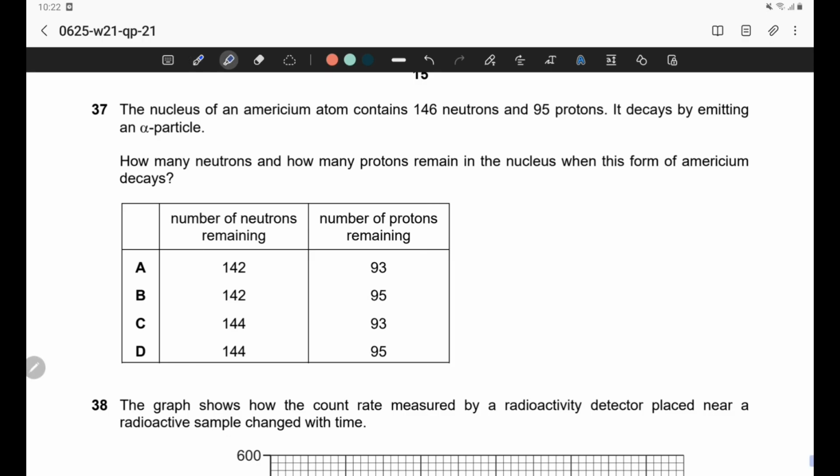Question 37. The nucleus of an americium atom contains 146 neutrons and 95 protons. It decays by emitting an alpha particle. How many neutrons and how many protons remain in the nucleus when it forms an americium decay product? So we have an element americium. When it decays, an alpha particle has proton number 2 and mass number 4. So along with this we will get a new product, let it be X.